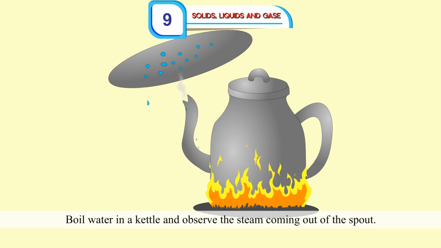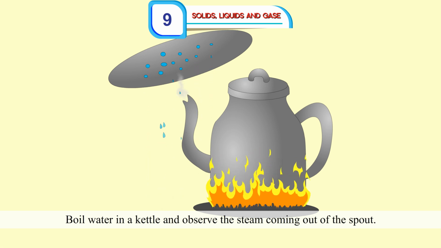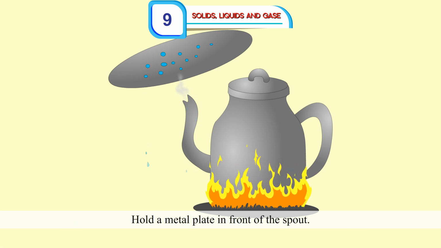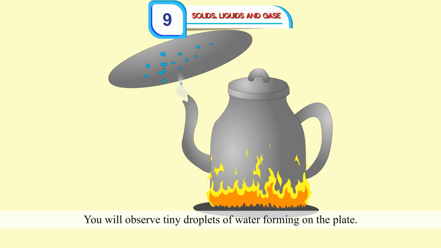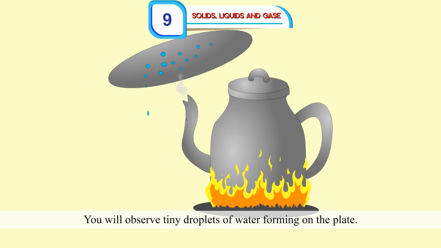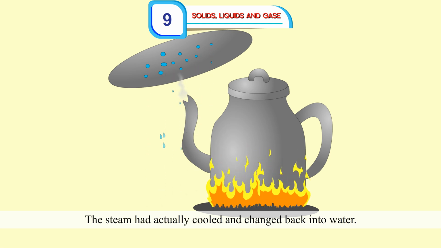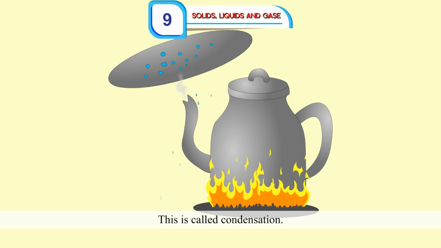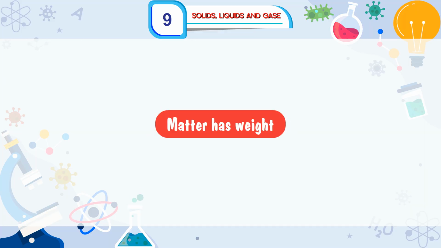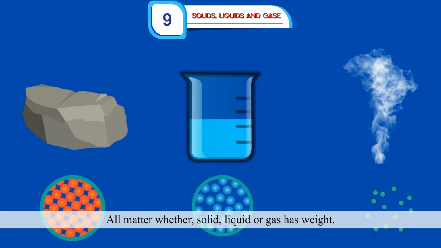Boil water in a kettle and observe the steam coming out of the spout. Hold a metal plate in front of the spout. You will observe tiny droplets of water forming on the plate. The steam had actually cooled and changed back into water. This is called condensation.